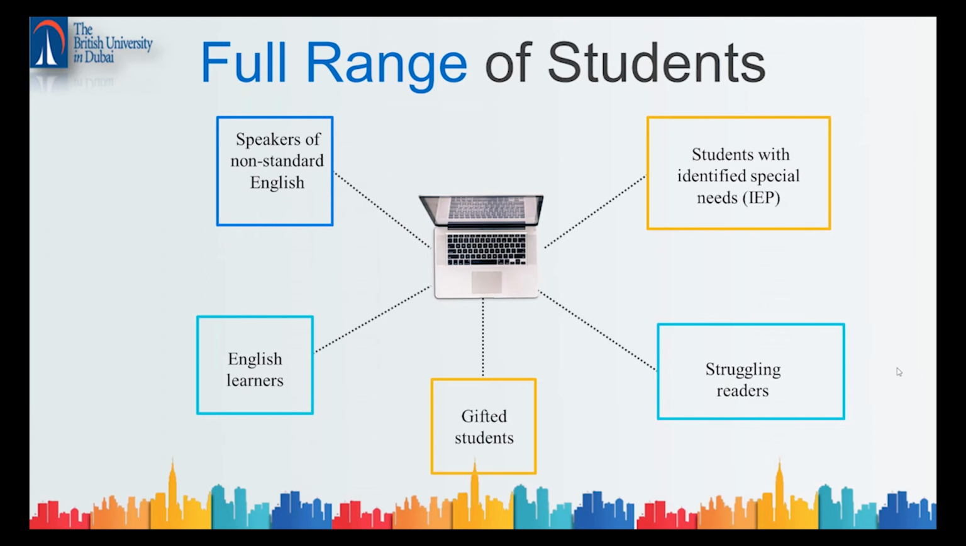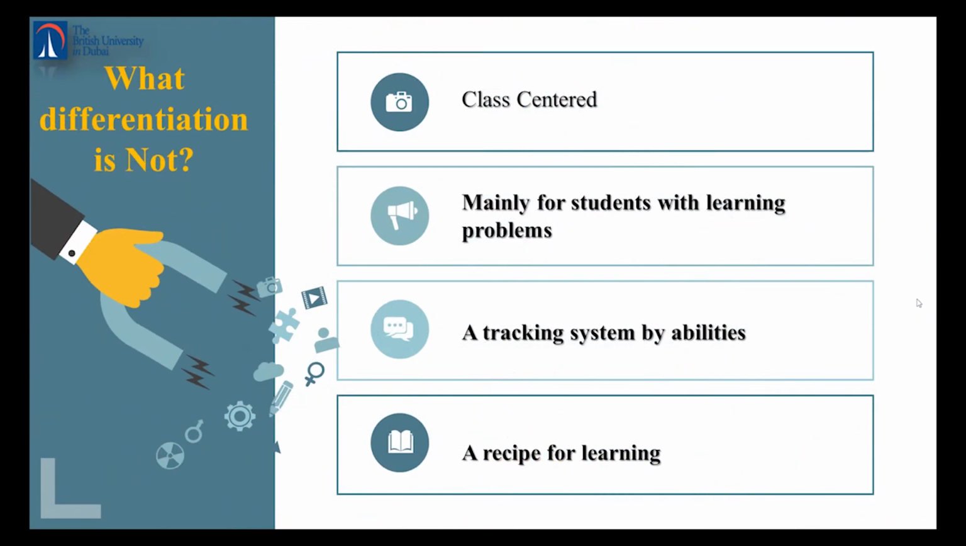Now we can come to speak about range of students. We have 5 different ranges of students: speakers of non-standard English, English learners, gifted students, students with identified special needs, and struggling readers. What differentiation is not? Class-centered, we consider it is not differentiation. Mainly for students with learning problems, a tracking system by abilities, a recipe for learning.